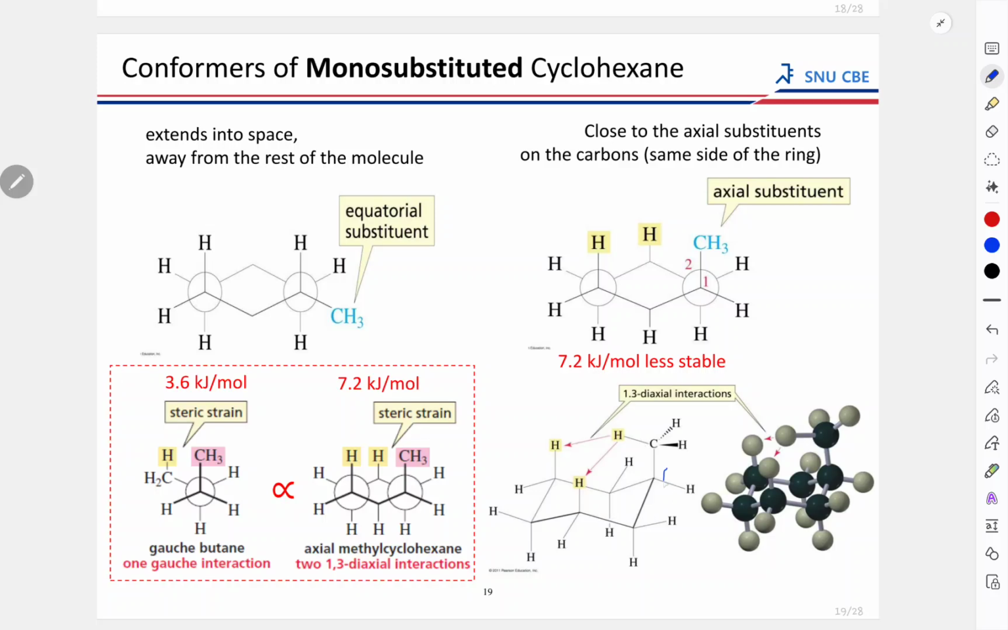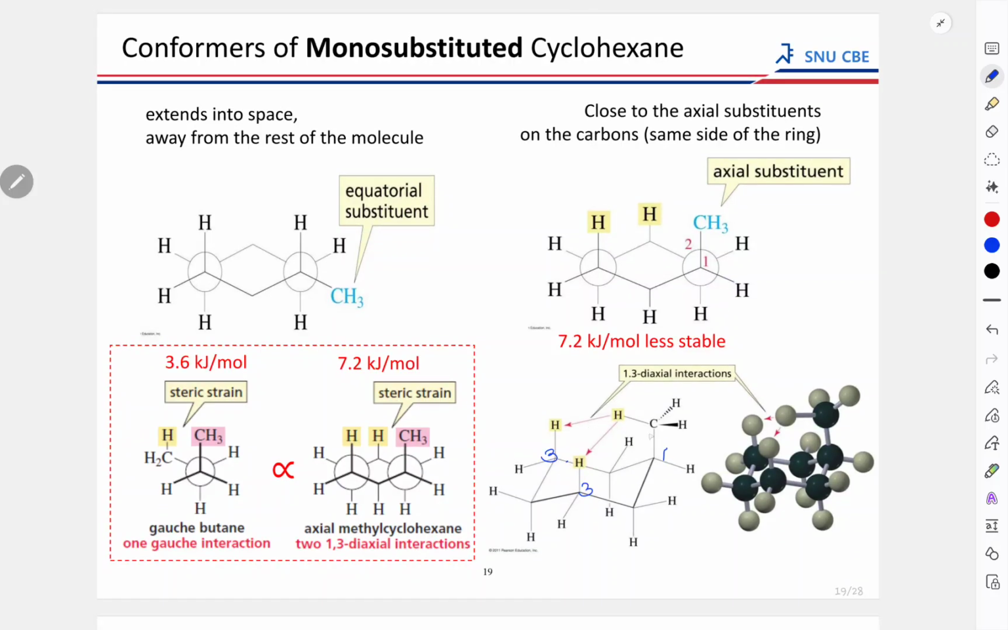Okay? That's how we define this as a 1,3-diaxial interaction, and the nature of this interaction is the steric repulsion between two hydrogens, and there are two pairs.